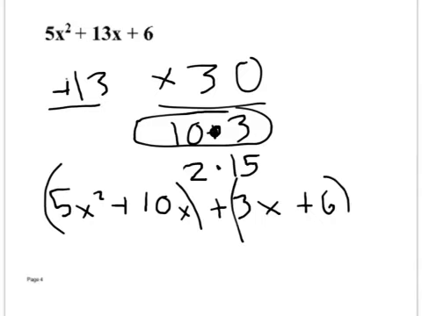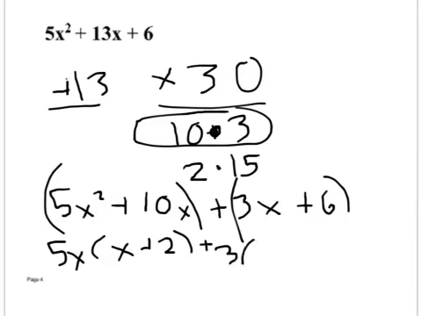What can I take out of 5x squared and 10x? 5x. What's left? X plus 2. So over here, I need to get the same thing, x plus 2 by itself, right? What can I factor out of this? 3. What's left? X plus 2. Okay. Does everyone see how we got that?